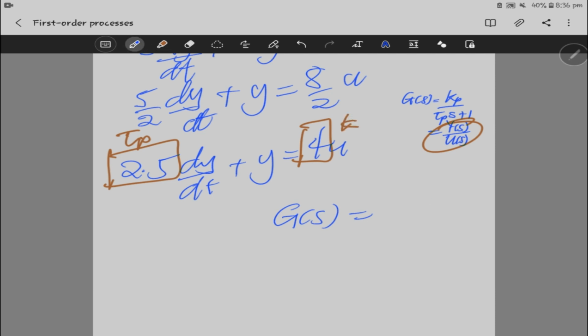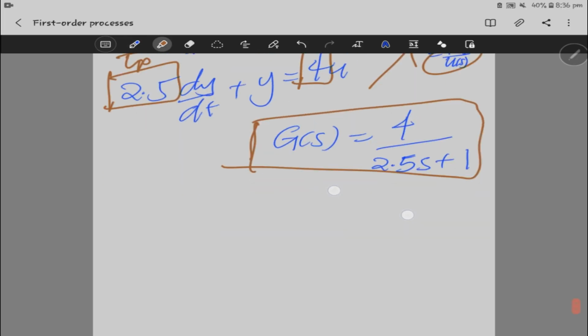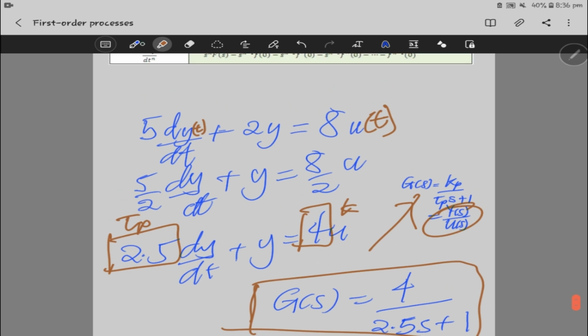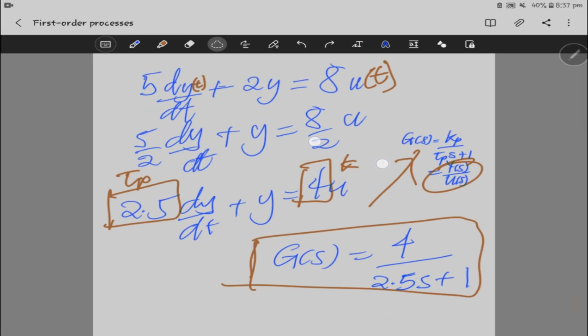So if we bring this to the format that we are talking about, we will get the gain is 4, and the time constant is 2.5, then s, and then plus 1. So clearly, even without doing the Laplace transform, we get this form, per what we discussed. Now we are going to do it step by step, going through the actual Laplace transform to see if we get the same thing. If we follow the procedures, we are supposed to.